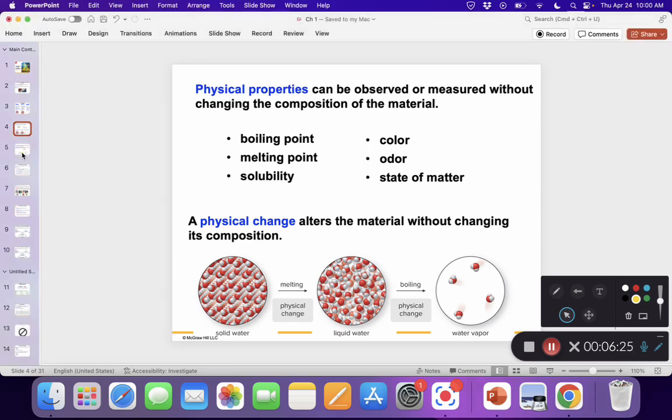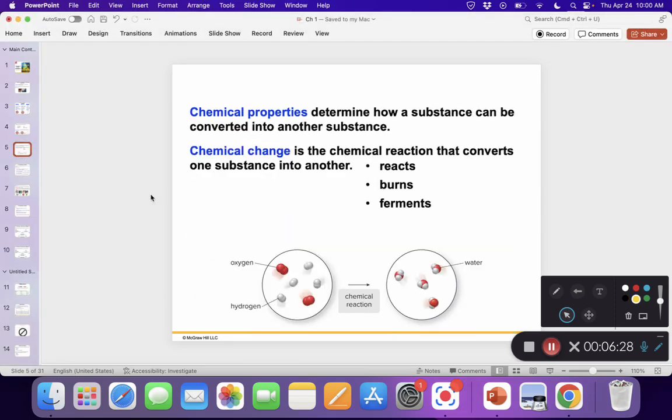Now, if we change the composition of the substance and we make an entirely new substance, then we are doing some kind of chemical change. So all the chemical reactions we will be learning later on are chemical changes. When something reacts with something, when you burn paper and make it black carbon, when you ferment sugar and make it beer, all these processes change the composition of the substance. So we call them chemical changes.